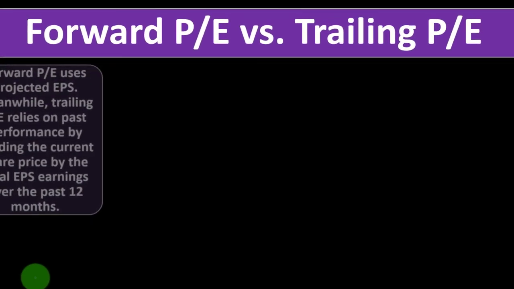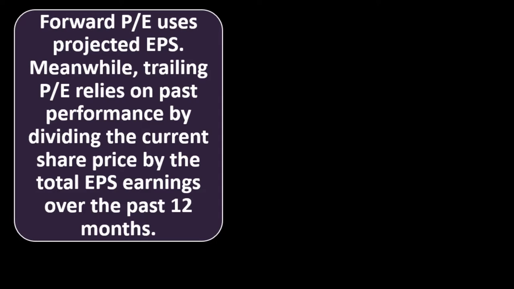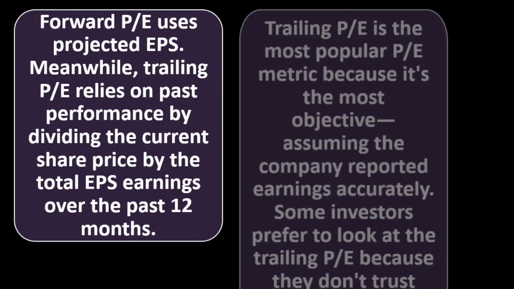Forward PE versus trailing PE. Forward PE uses projected earnings per share. Meanwhile, trailing PE relies on past performance by dividing the current share price by the total earnings per share over the past 12 months. We're usually looking at 12-month time periods, note.